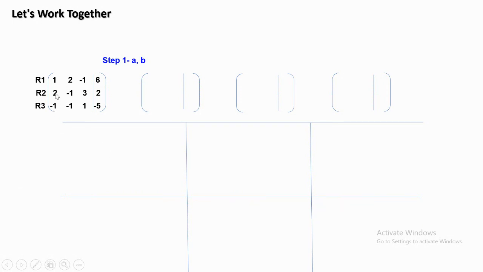So this is step 1. In step 1, row 1 stays the same, and the 2 and the negative 1 must be zeros. So then I'm going to use row 1, right? So it's going to be negative 2 row 1 plus row 2. It's going to be row 1 plus row 3. And here's my work. Negative 2 row 1 plus row 2.